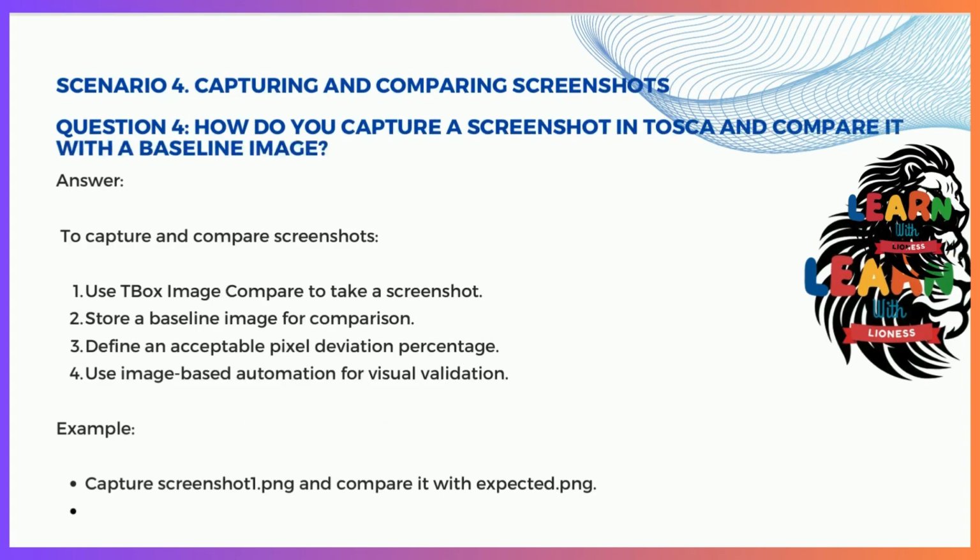Scenario 4. Capturing and comparing screenshots. Question 4. How do you capture a screenshot in Tosca and compare it with a baseline image? Answer. To capture and compare screenshots: 1. Use TBox Image Compare to take a screenshot. 2. Store a baseline image for comparison. 3. Define an acceptable pixel deviation percentage. 4. Use image-based automation for visual validation. Example. Capture screenshot1.png and compare it with expected.png.